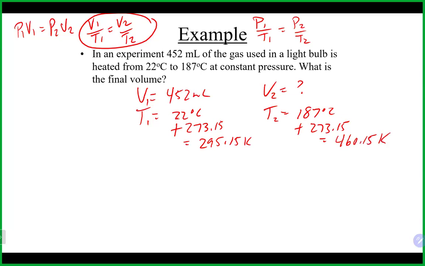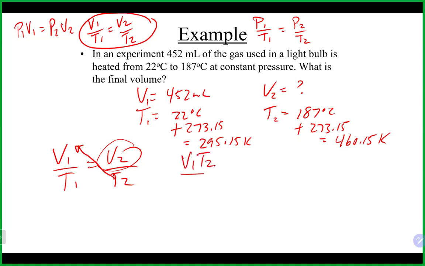Now that we have that in the right units, V1 over T1 is equal to V2 over T2. In this case, we are solving for V2. We're going to multiply T2 to the other side, or just frankly move it to the opposite location. So that's going to be V1 T2 over T1 is equal to V2.